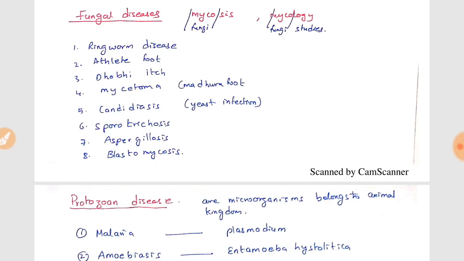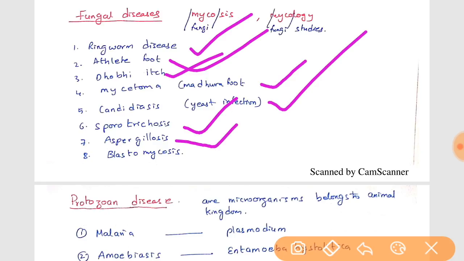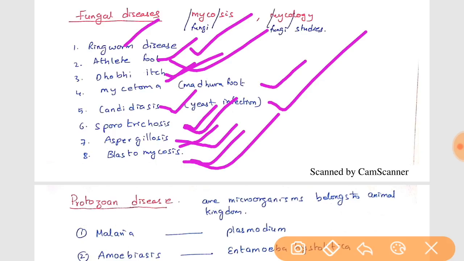So in fungal causing diseases we can see ringworm disease, athlete's foot, Dhobi itch, mycetoma or Madura foot, candidiasis, yeast infection, sporotrichosis, aspergillosis, blastomycosis. This you have to remember. So if you get ringworm, it's a fungal disease, a skin disease. We can see athlete's foot, Dhobi itch, candidiasis, sporotrichosis, aspergillosis, blastomycosis, mycosis. These are fungal diseases. You have to remember this.